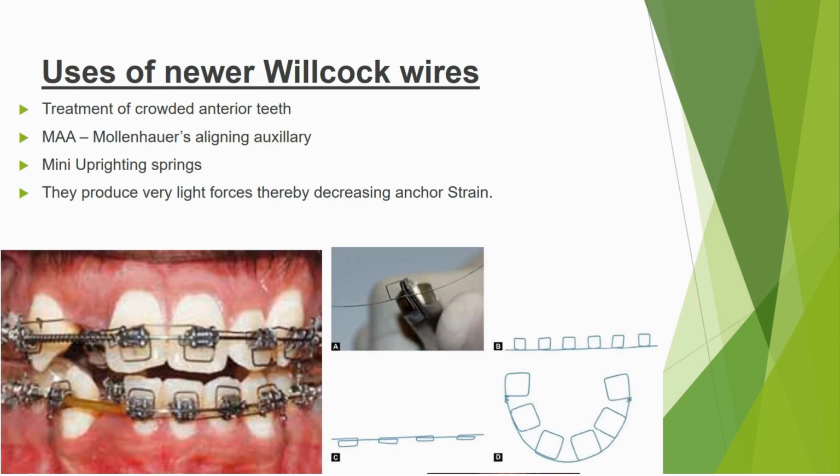Uses of newer Wilcock wire are treatment of crowded anterior teeth, Mollenhauer's aligning auxiliary, and mini uprighting springs. They produce very light forces, thereby decreasing anchor strain. In this picture, we can see the Mollenhauer's aligning auxiliaries, which are made by Australian Wilcock wire.